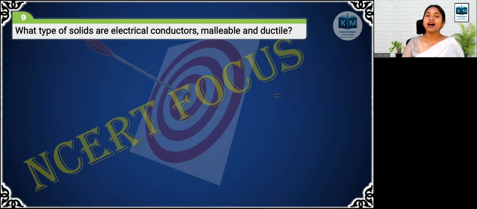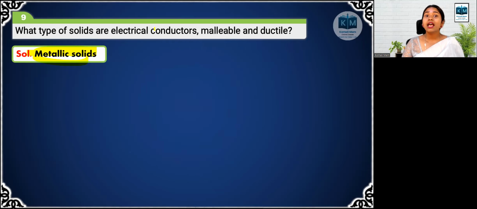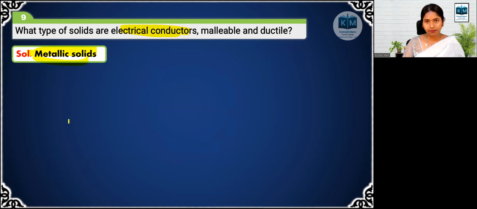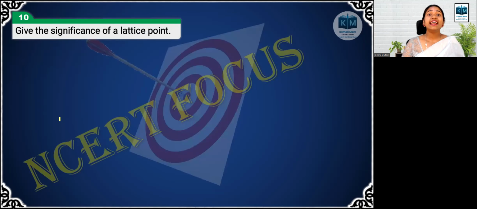What type of solids are electrical conductors, malleable and ductile in nature? Metallic solids are electrical conductors because of the presence of free electrons. They are malleable and ductile. Malleable and ductile means we can convert them into thin sheets and required shapes, and into big wires. Only with metals is it possible. See the next question. Give the significance of a lattice point.